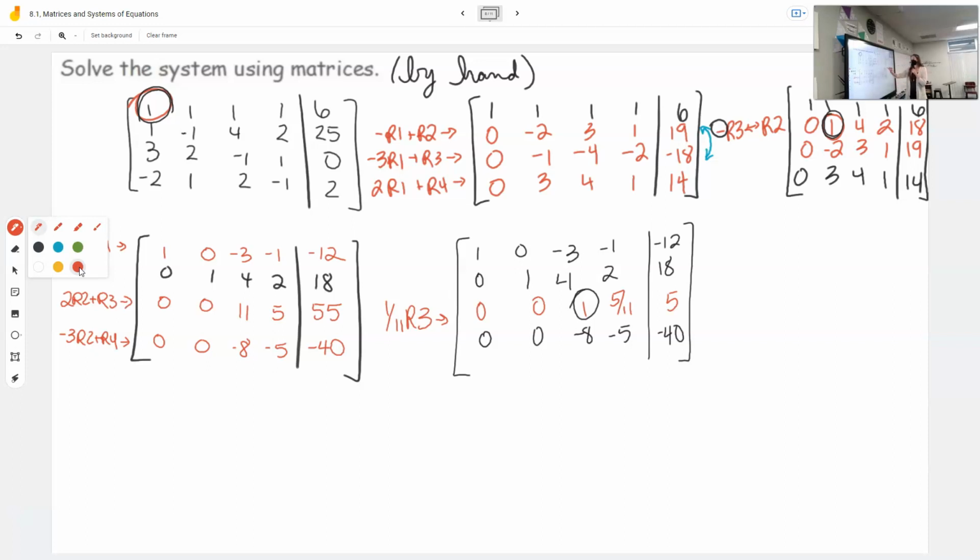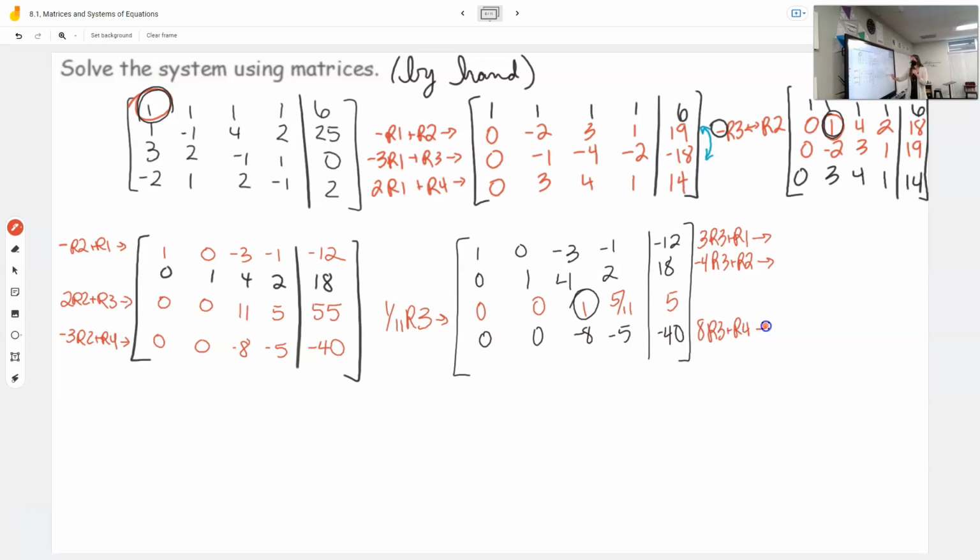Hey, Jackson, here's a good time for you to make sure you understand it. I'm taking the opposite of that guy, and I'm multiplying it by what row? Row 2. For the third column, which one has the established 1? Exactly. I need to get rid of the 3. I need to get rid of the positive 4. I need to get rid of the negative 8.